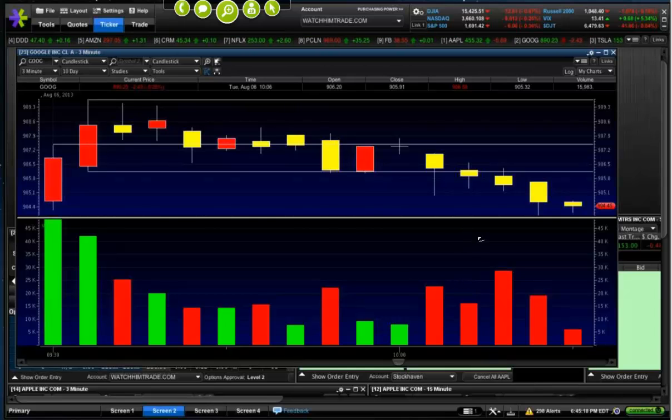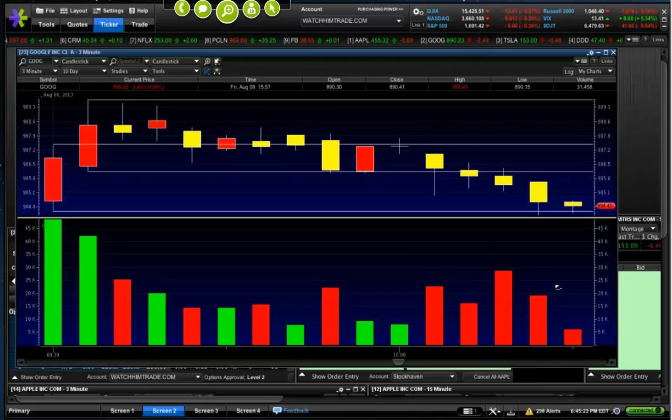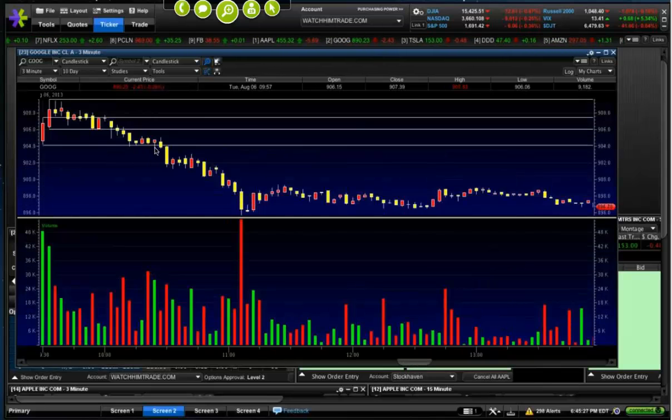closed below its initial 6-minute low at 10:06, and then trended down towards its initial 3-minute low, and then at 10:27 closed below the initial 3-minute low. That took the price down to 903.80, and it trended down to 895, a nice $8 drop.